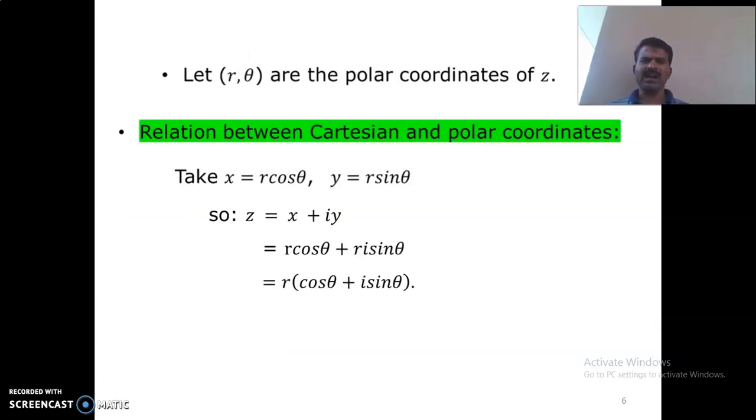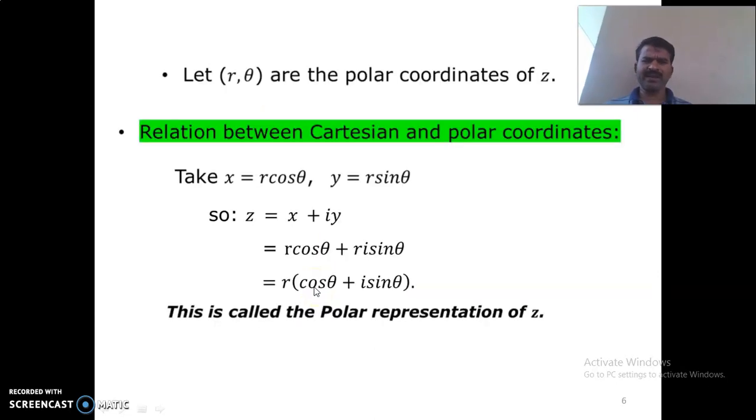And let r comma theta be the polar coordinates of z, wherein x and y are the Cartesian coordinates of z. The relation between the Cartesian and polar coordinates is x equal to r cos theta and y equal to r sin theta. Then z equal to x plus iy turns out to be z equal to r into cos theta plus i sin theta, and this is called the polar representation of the complex number or complex variable.